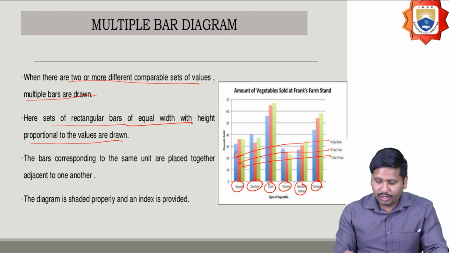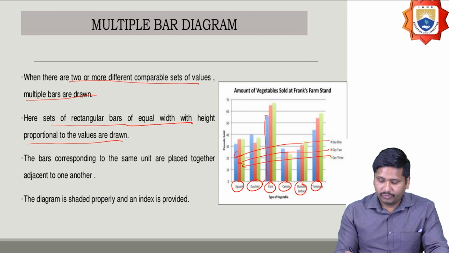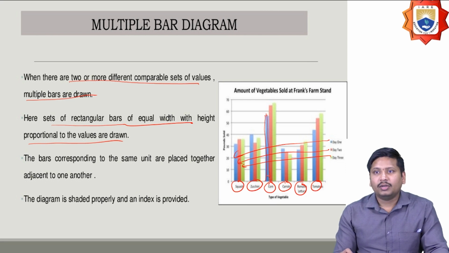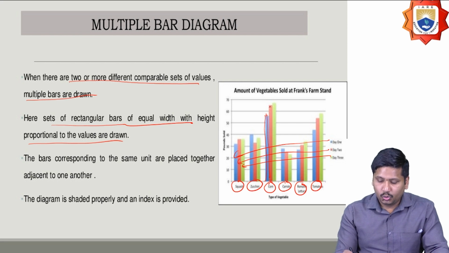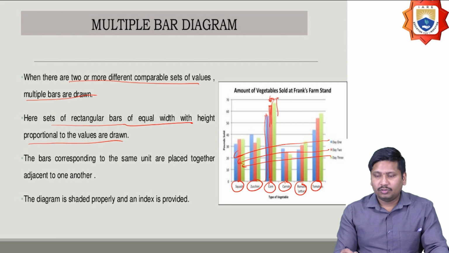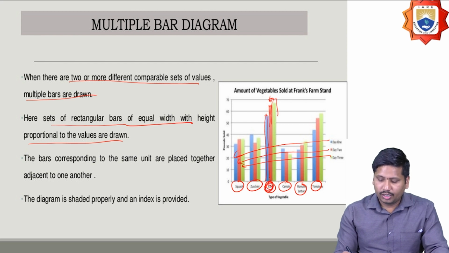So if I take corn here, in day one, let it be 50 corns sold, in two days it should be 65, and in three days it should be nearly 69 or something. By seeing this, I can understand which vegetable is going to be sold more in quantity.